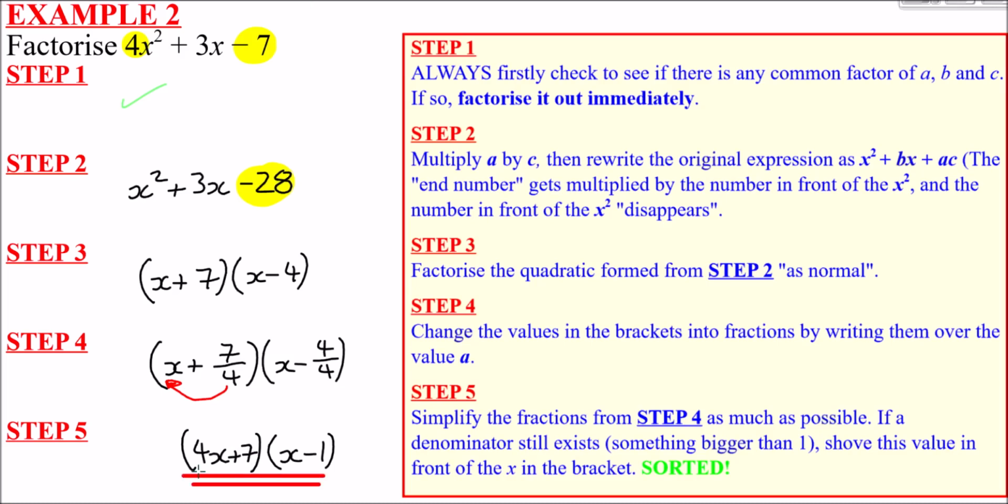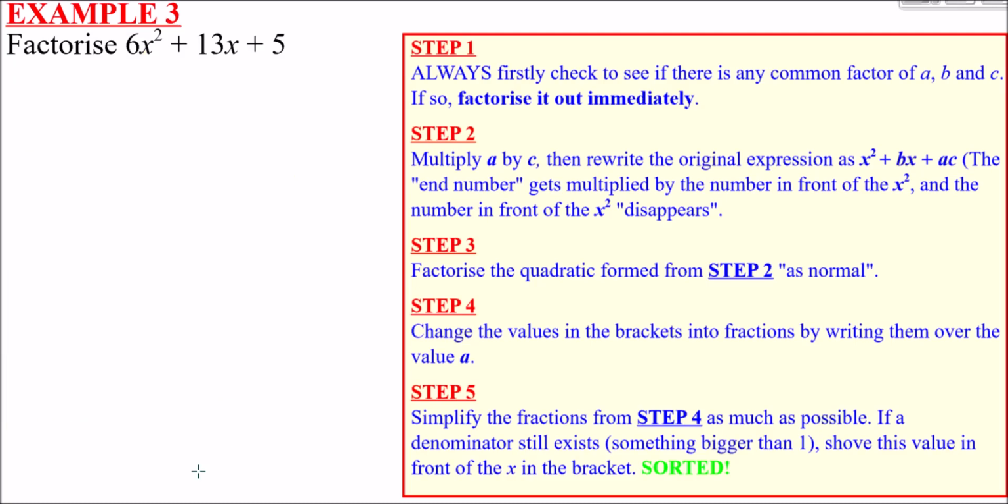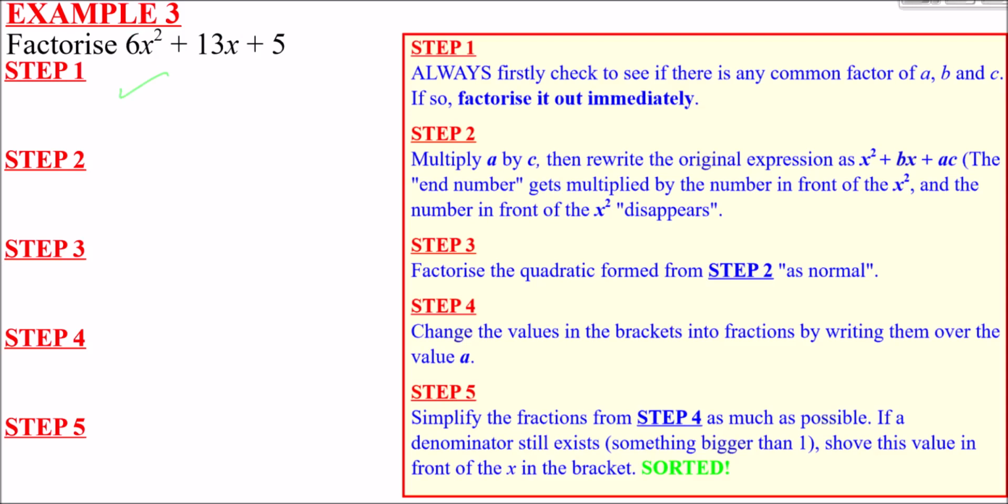Let's try example 3. Example 3, same idea, again step 1. So 6, 13 and 5, do these have any common factors in them? No, they don't, so I'm free to move on. Step 2, again we're going to multiply both end numbers together. So 6 multiplied by 5 will give me 30. Then forget about that 6 for now and just write a single x squared plus 13x plus 30.